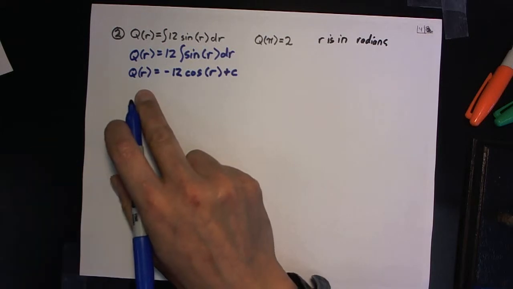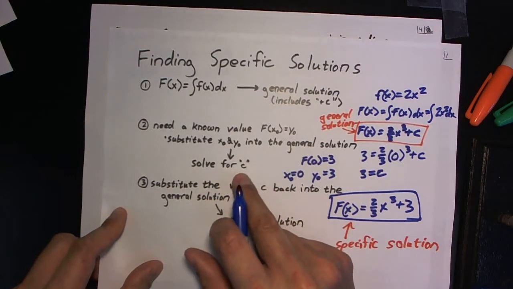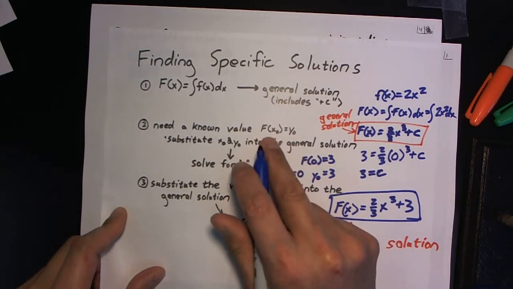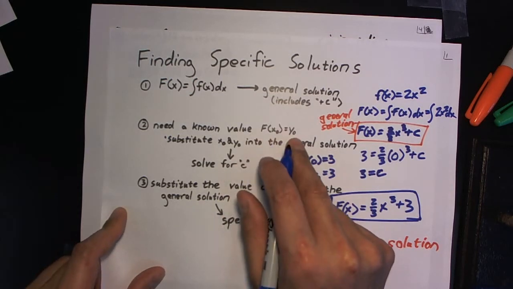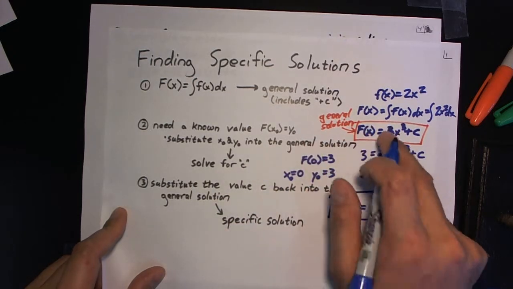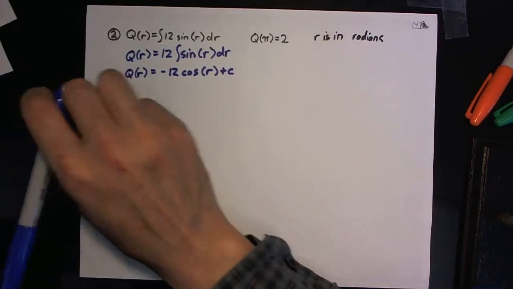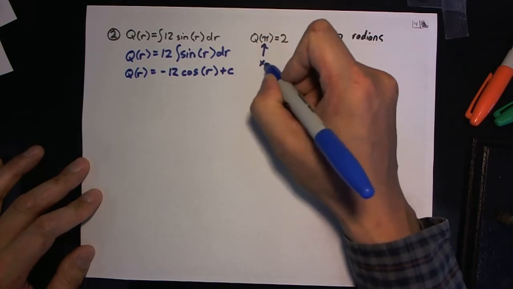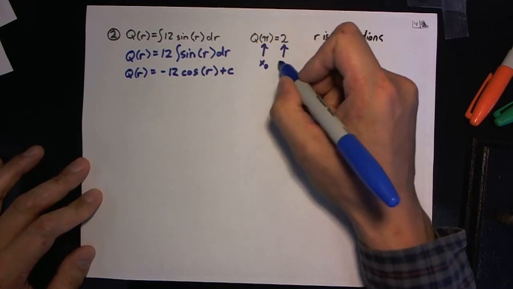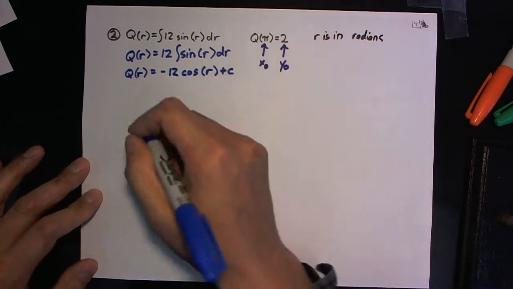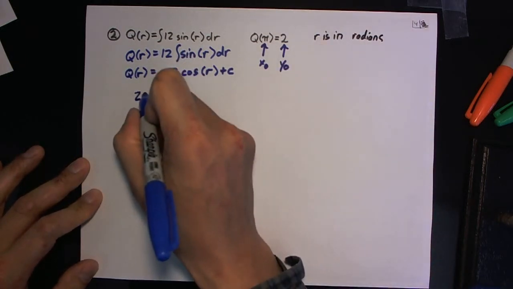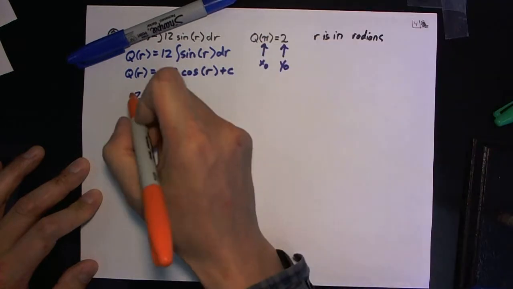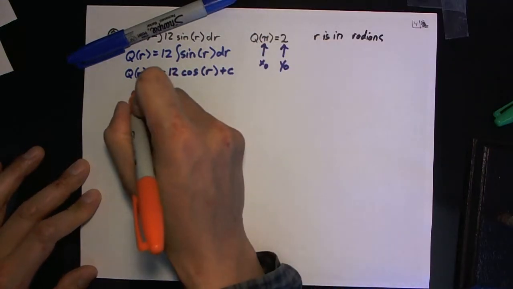Now, let's move on to the next step, which is solving for the c, and that means taking our known value of x and our known value of y and substituting that into our general solution. So our known value of x is pi, and our known value of y is 2. So this means that 2, now let's switch colors, a little late for the 2.